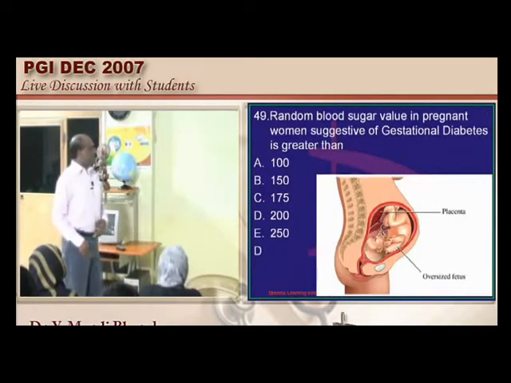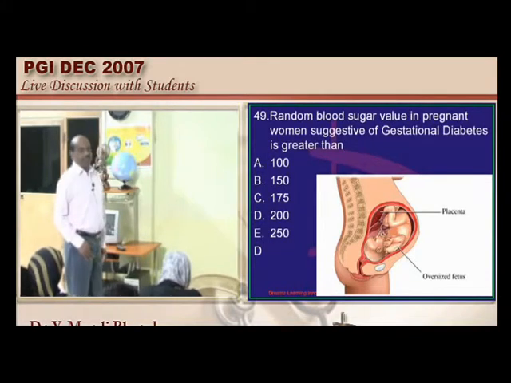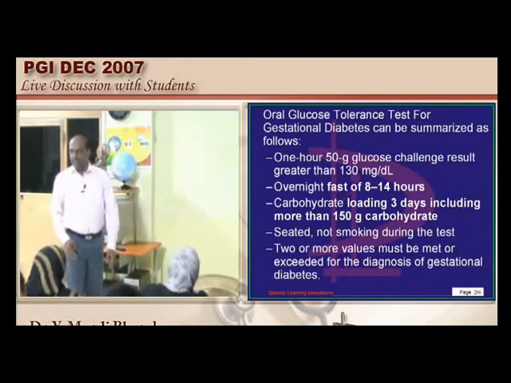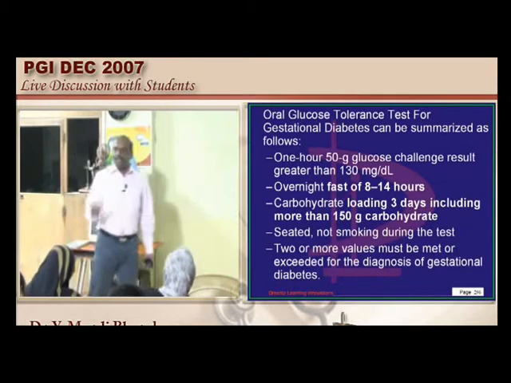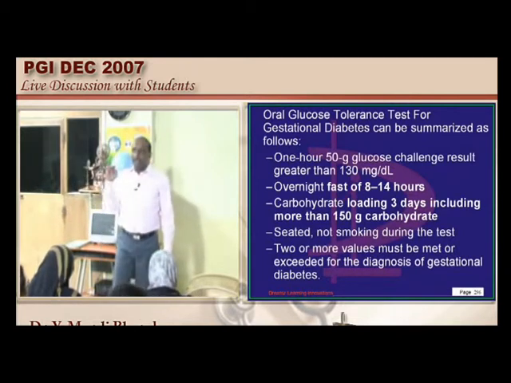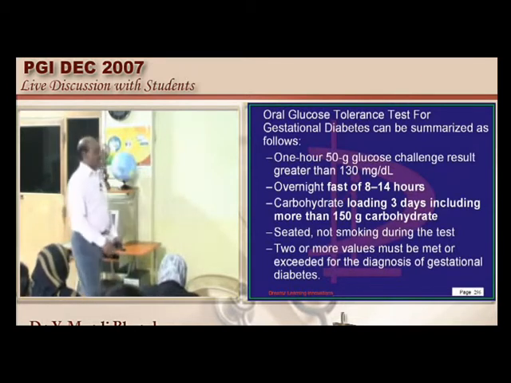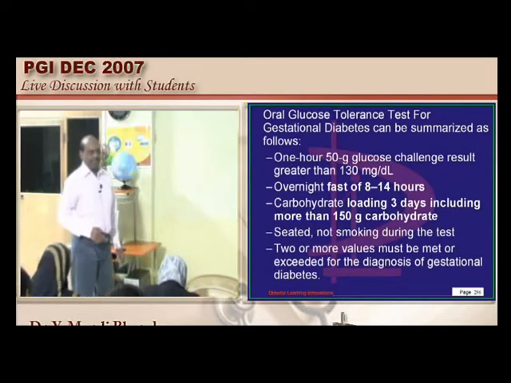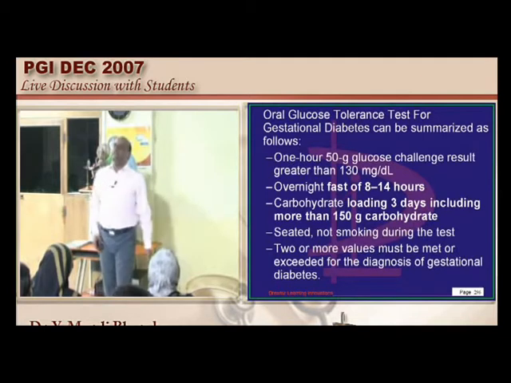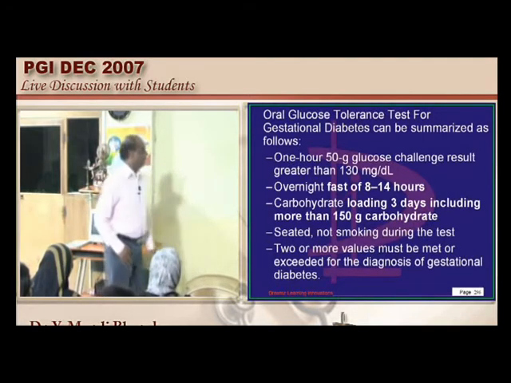Now let us talk about the gestational diabetes. RBS, random blood sugar value. Based on that, can you decide gestational diabetes? What is the criteria of the fasting blood sugar and the random blood sugar in gestational diabetes? But before that, when do you suspect gestational diabetes? How do you evaluate gestational diabetes? It is a very common question.